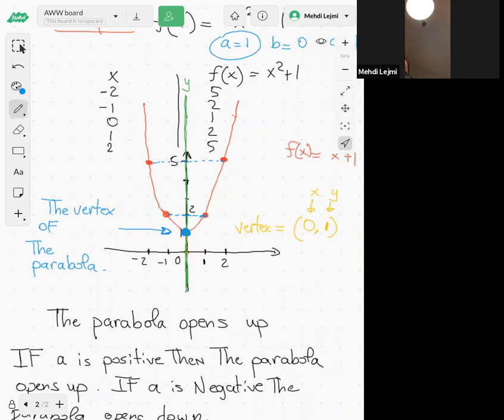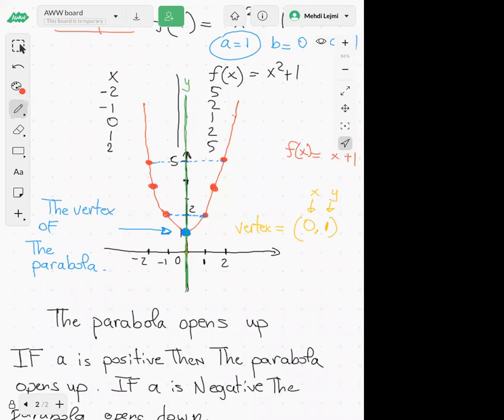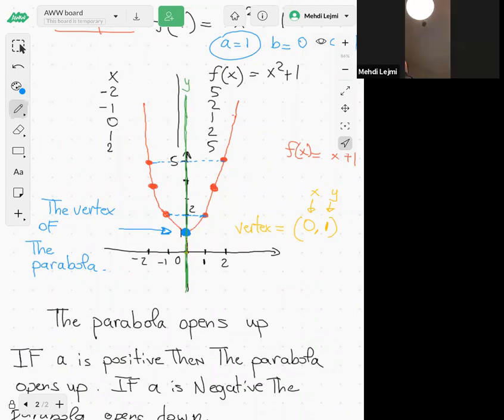If you take these 2 points, for example, I know my graph is not perfect, but as you can see, the distance from this point to the y-axis is the same as the distance of this point to the y-axis, right?